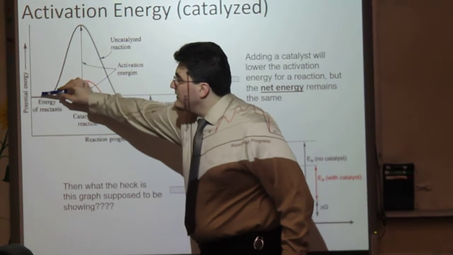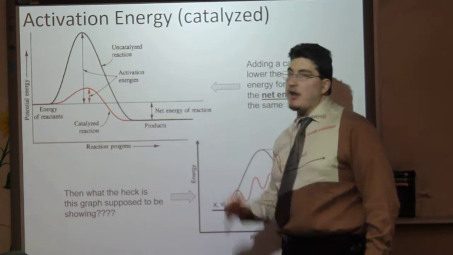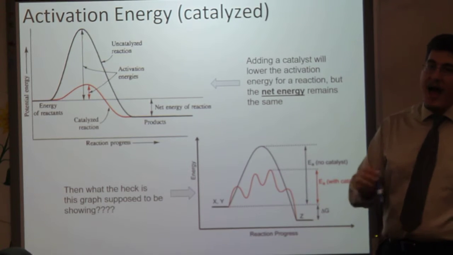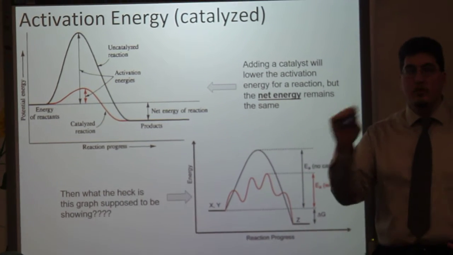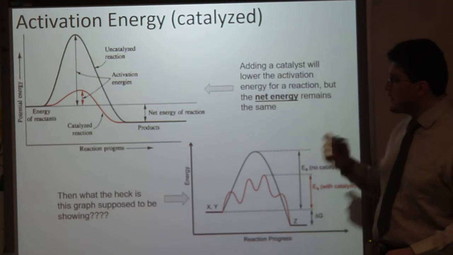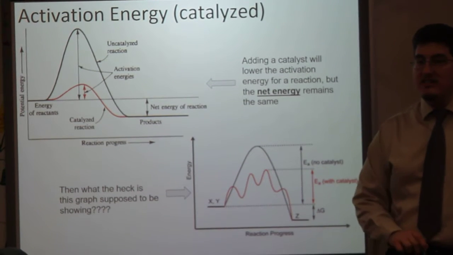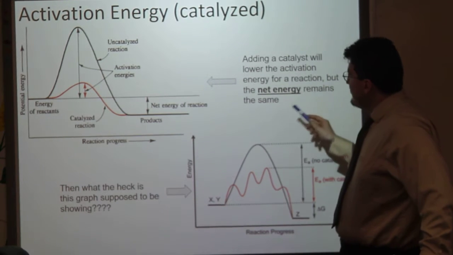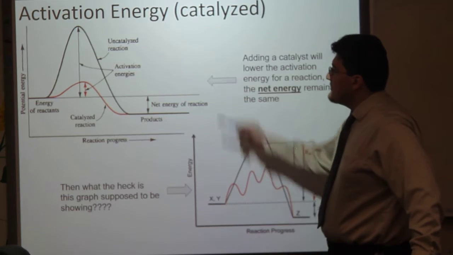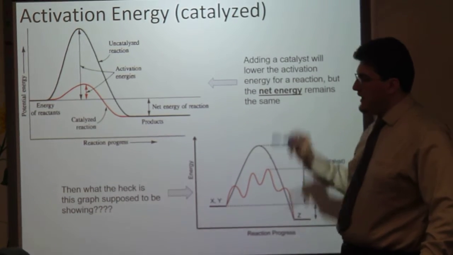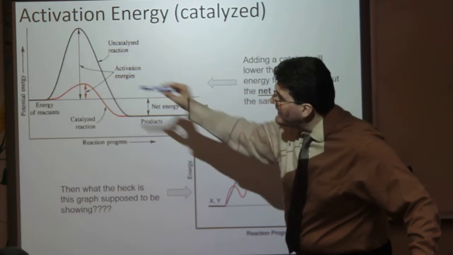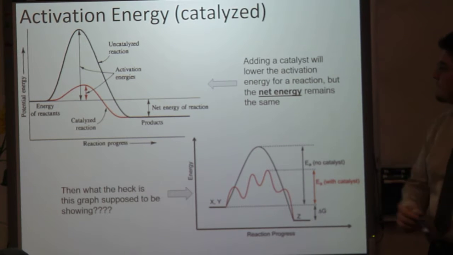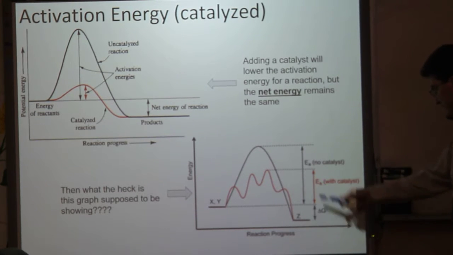So the energy of your reactants is the same. The energy of your products is the same. Nothing else changes. The only difference is how much energy you need to put into the system to get your products. How much energy needs to go in before you get your products. So this is your net energy, unchanged. The net energy of your reaction is the same: your products minus your reactants is your net energy. That remains unchanged.